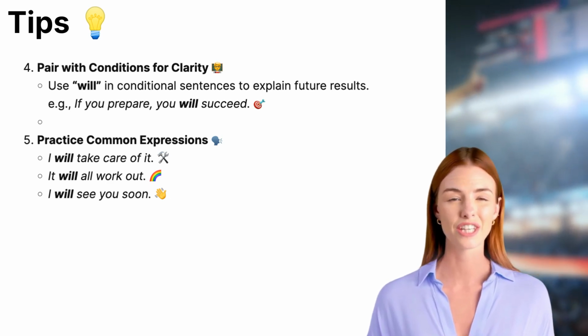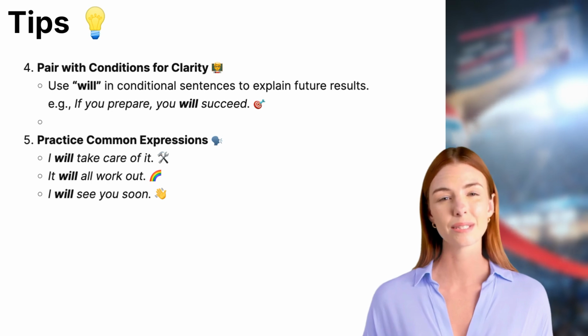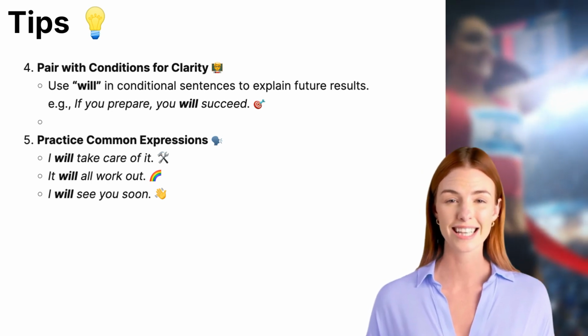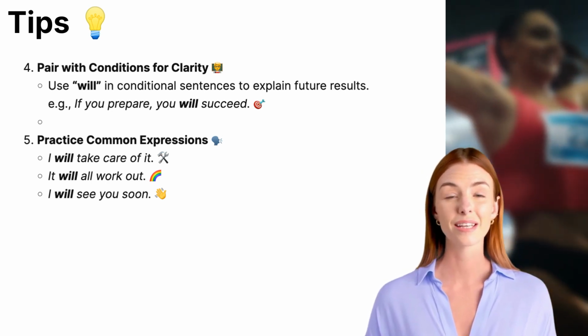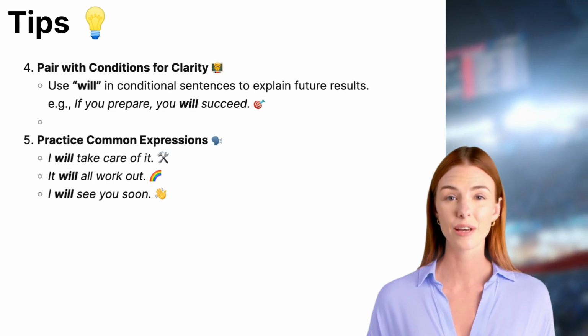4. Pair with conditions for clarity. Will is often used in conditional sentences to explain future results based on present actions. Example: If you prepare, you will succeed. This shows that success depends on preparation.